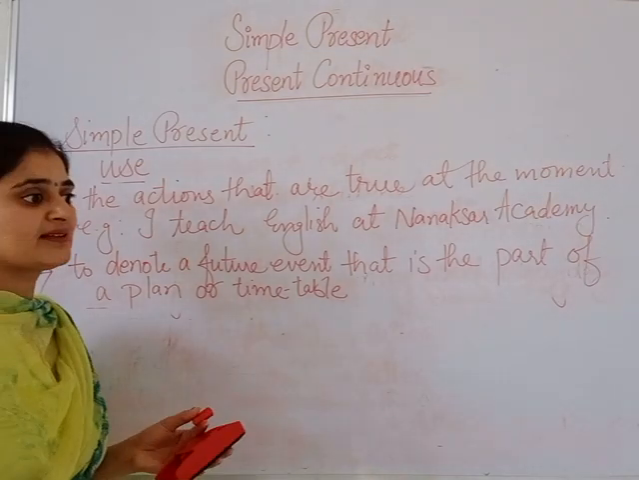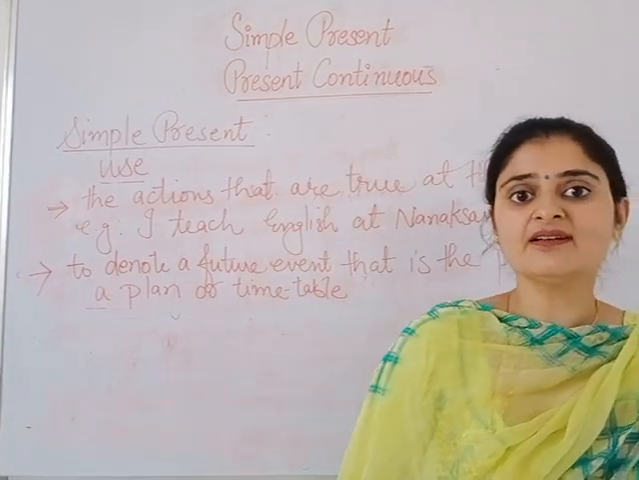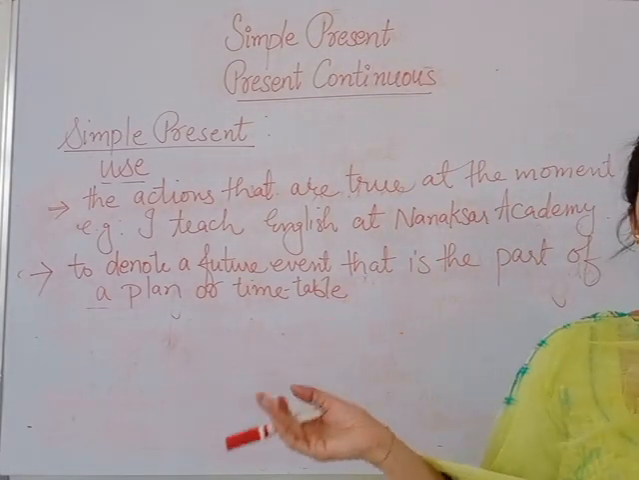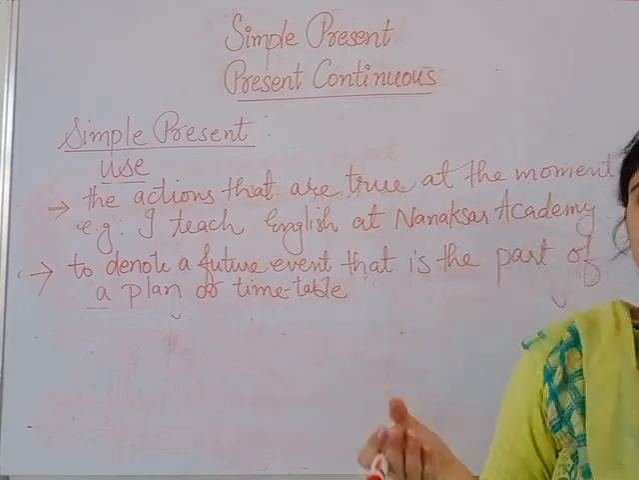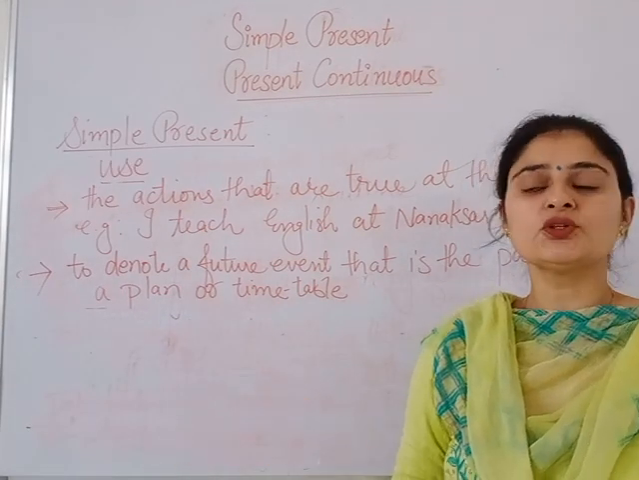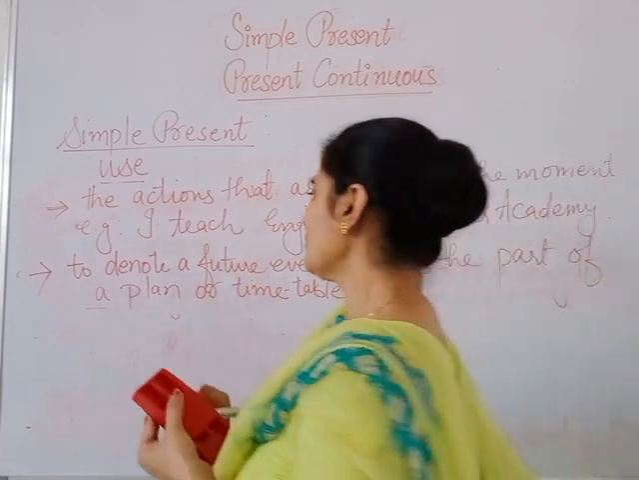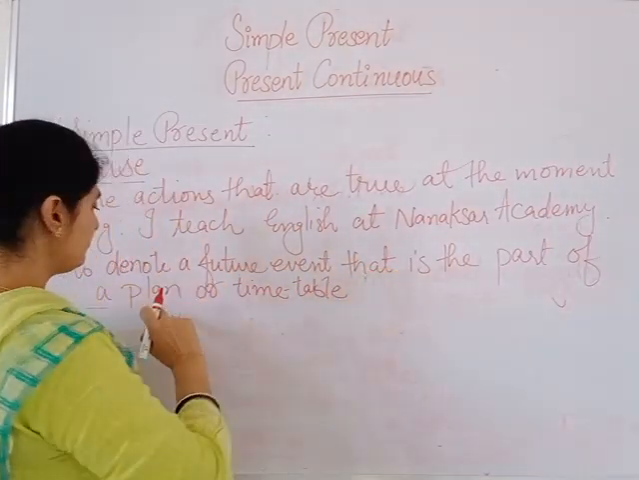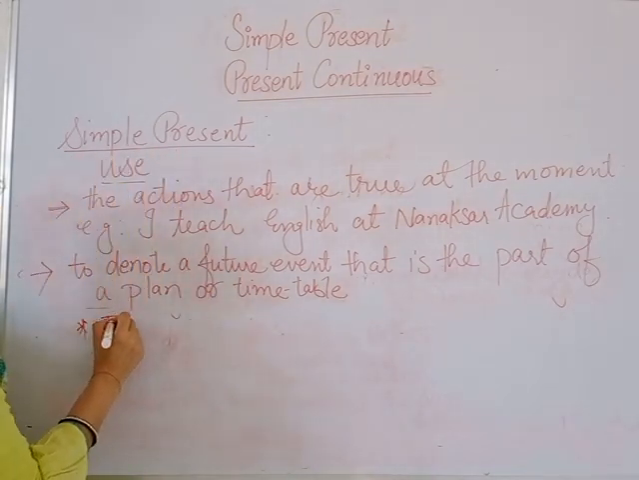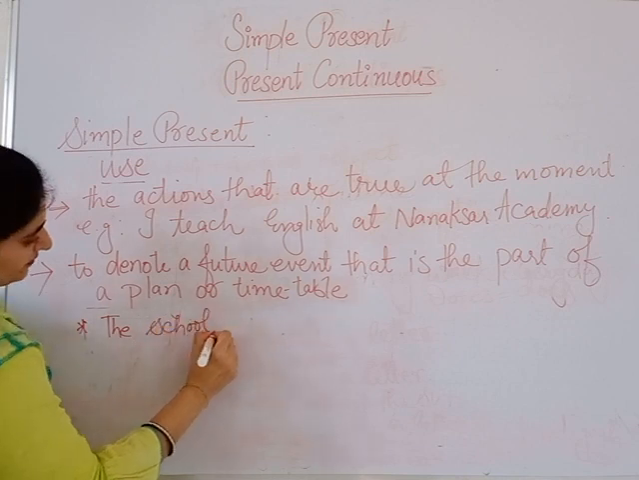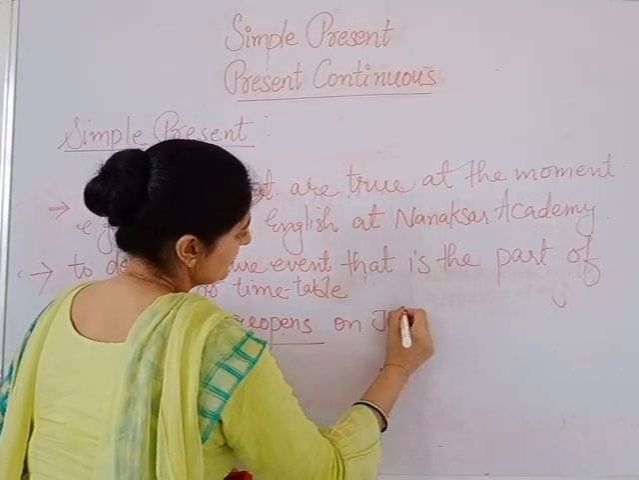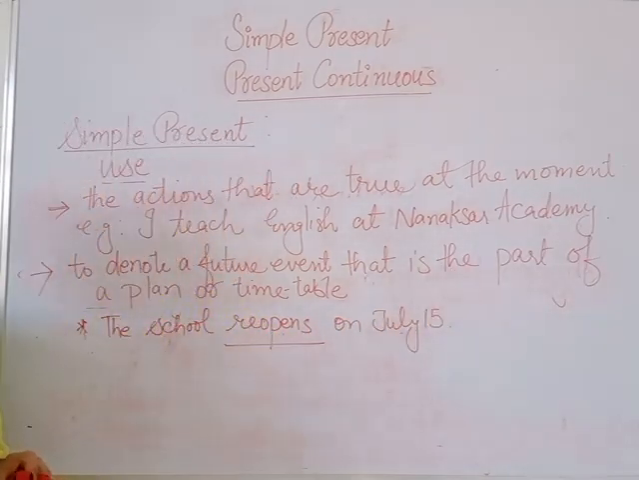Okay, as we know that in every school the calendar is drafted before the starting of the new session. So in that calendar everything is already mentioned. For example, the summer vacation starts from June 1 and the school reopens on July 10. So to denote a future event that is part of the plan and timetable, we will use simple present tense. For example, the school reopens on July 15. Got it, students?